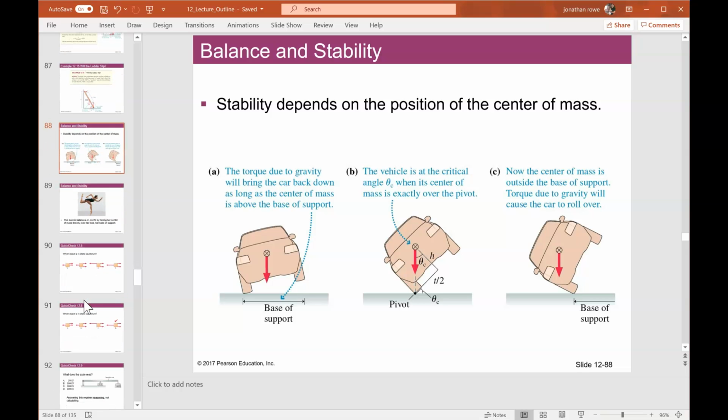Balance and stability. I'll stop right here and we will do another part for the video.